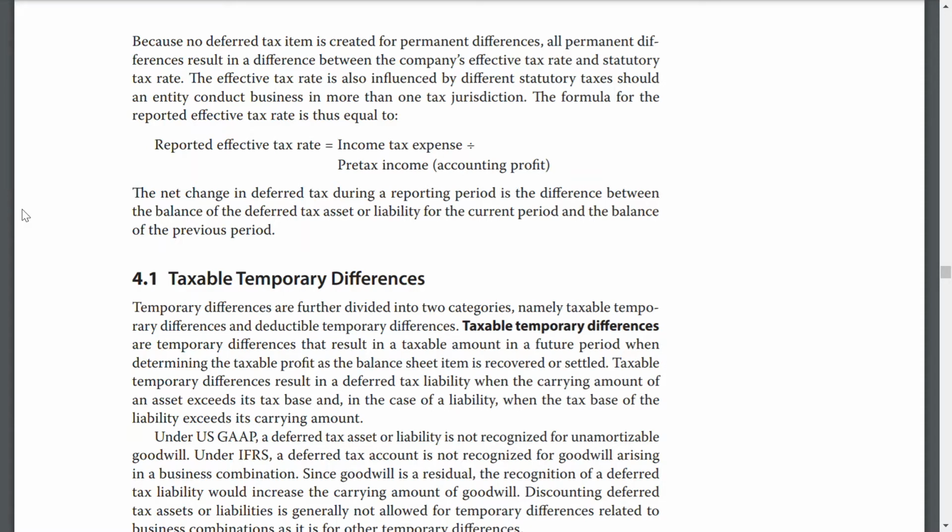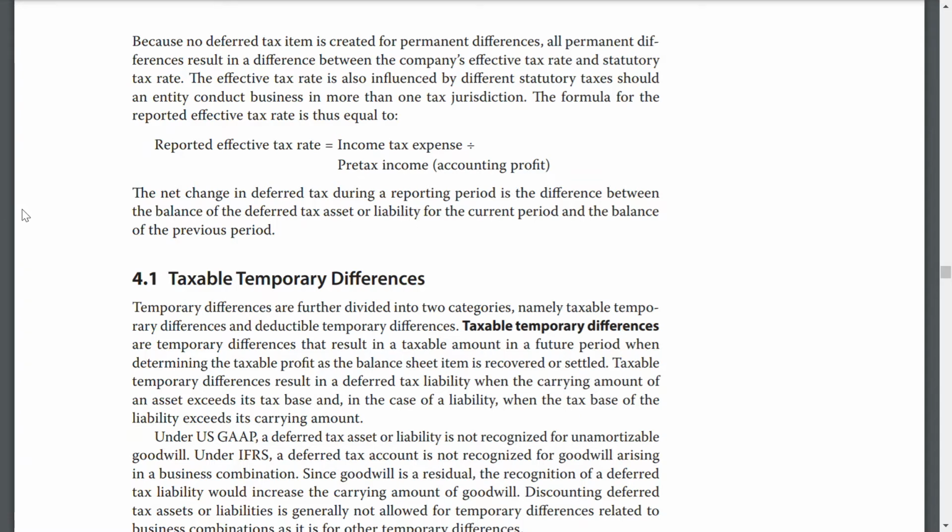The formula for the reported effective tax rate is equal to the income tax expense divided by pre-tax income. The net change in deferred tax during a reporting period is the difference between the balance of deferred tax assets or liabilities for the current period and the balance of the previous period.